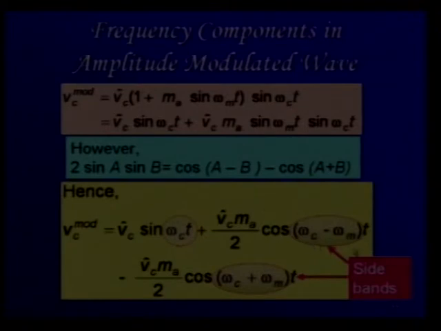Omega c minus omega m naturally being lesser than the carrier frequency, and omega c plus omega m being a little higher than omega c. That is why omega c minus omega m is called the lower sideband, and omega c plus omega m is called the higher sideband.